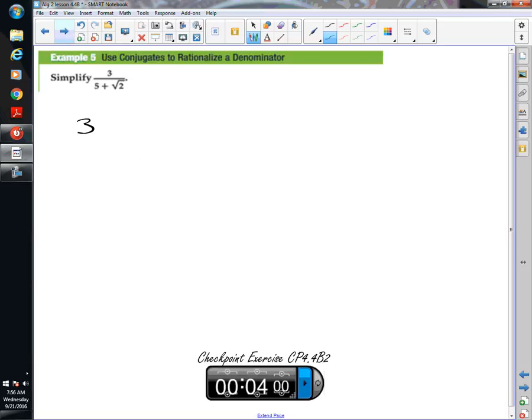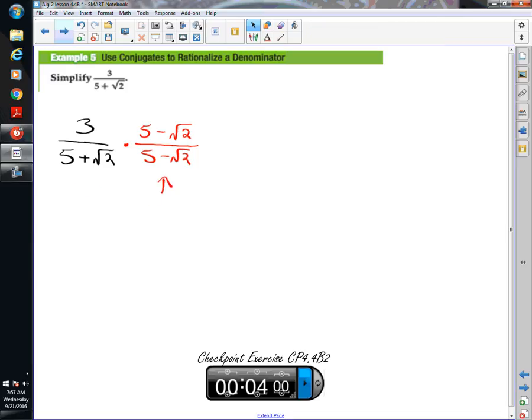3 over 5 plus square root of 2. Now recall, multiplication by 1 can look many different ways. I'm going to choose my 1 to be a conjugate of the denominator. Okay, so my 1 is going to look like this: 5 minus the square root of 2 on top and on bottom. Since both the numerator and denominator are the same, then the value of the number that we have in red is 1. So the value of this thing is 1. Multiplying by 1 does not change the value of my original numbers. It changes the appearance of it.